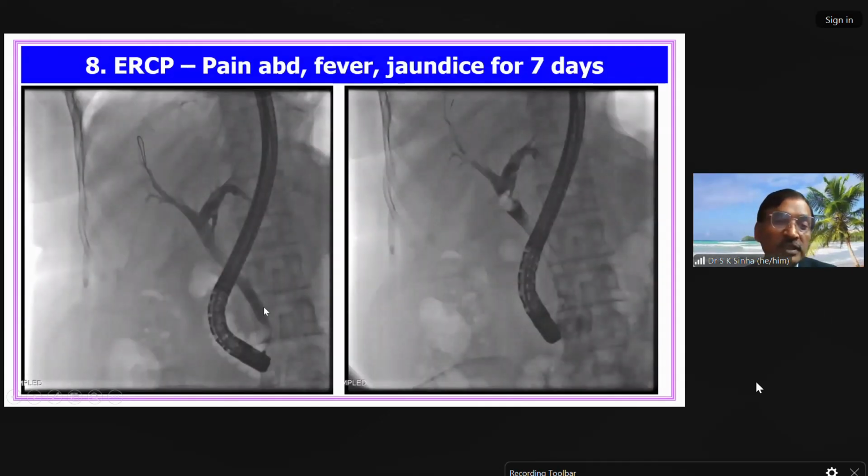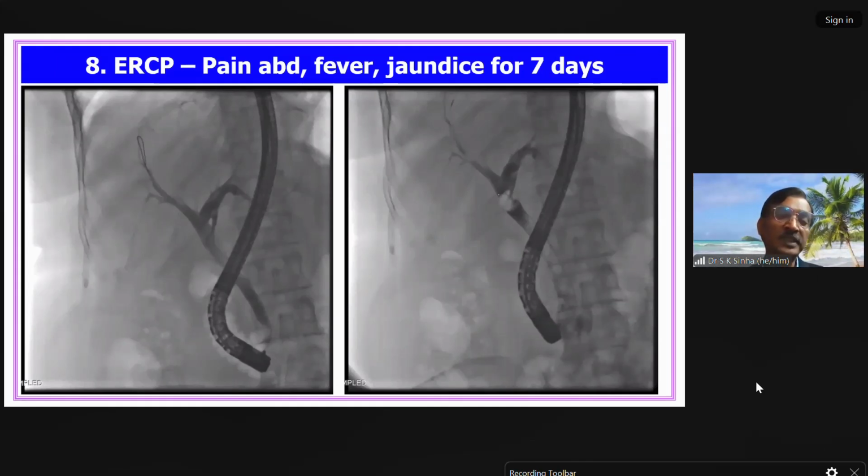So here what you are seeing is a cholangiogram. You see the guide wire here, but there is no definite filling defect. There is one suspicious filling defect you see in the left duct, but in the CBD, this is very common. This patient had presented with pain abdomen, fever, jaundice for 7 days, typical scenario of CBD stone with cholangitis. So if you give undiluted contrast, it is very easy to miss the stones.